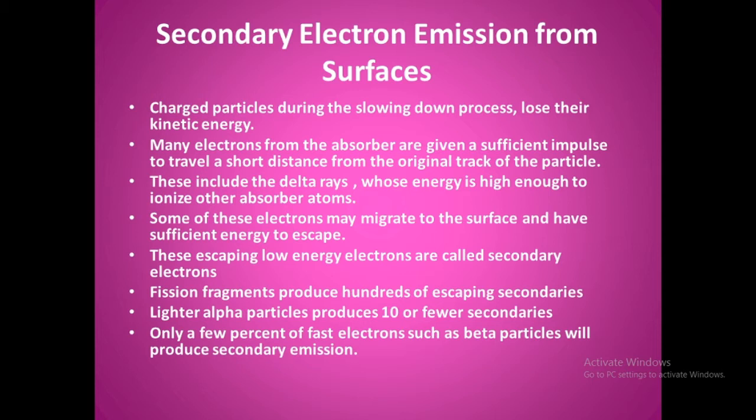Hundreds of such secondary electrons are produced by a single heavy ion such as a fission fragment. Lighter alpha particles produce 10 or fewer secondaries per particle. Fast electrons such as beta particles are much less likely to create such secondary electrons, and only a few percent will cause secondary electrons.